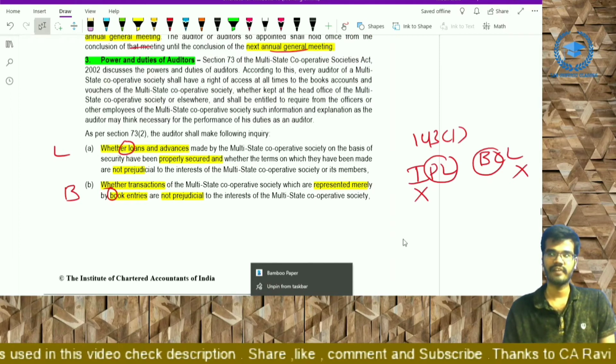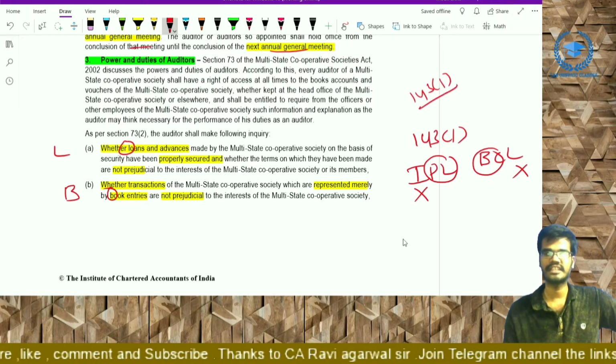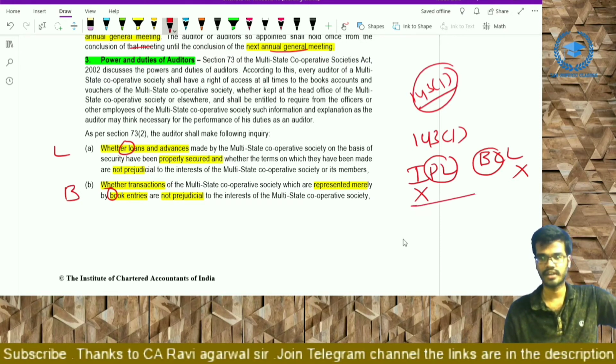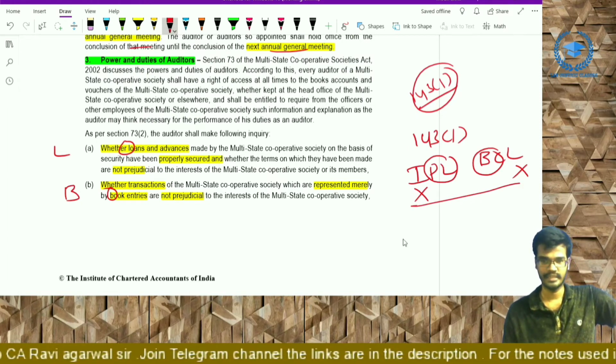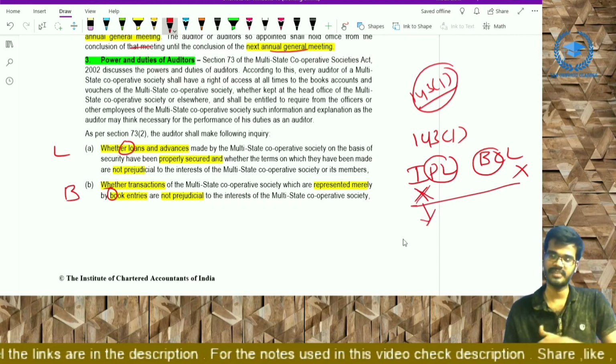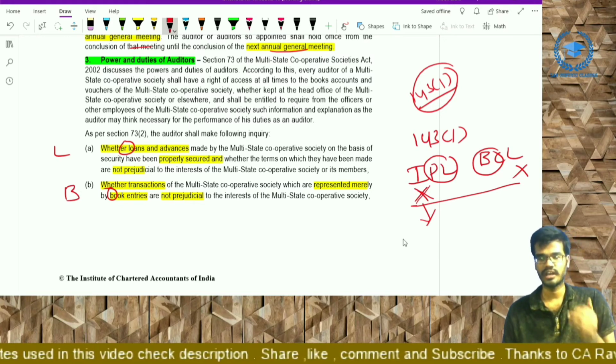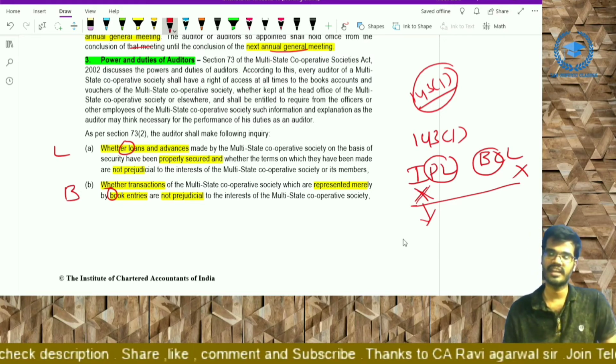What are the powers? We have already seen our Companies Act 143 subsection 1, that is inquiry, right? In that we will have shortcut IPL BCL. IPL I is relating to investments. If any investment other than investment company, any securities are purchased, that shall not be sold below the cost, right? Below the amount they have purchased.